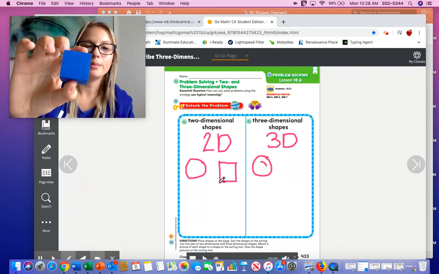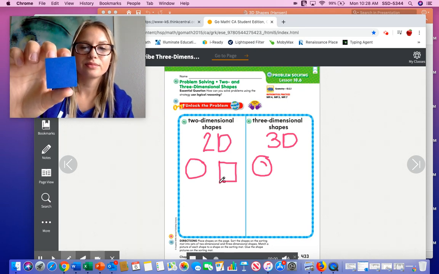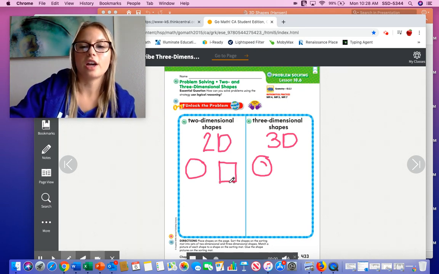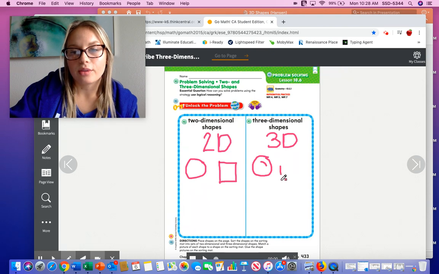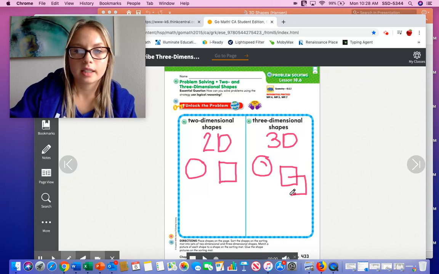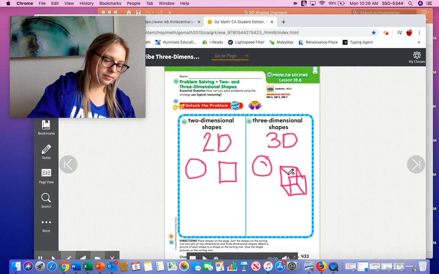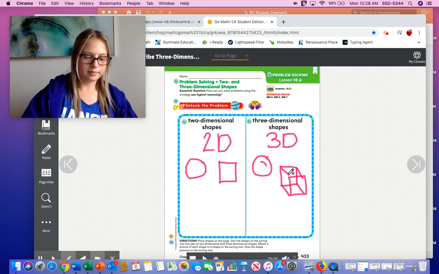A cube. Is a cube 2D or 3D? 3D, good job. To draw a 3D cube, remember we start with a square and then we draw another square, right? And connect our vertices. Nice job. Okay. Next shape.